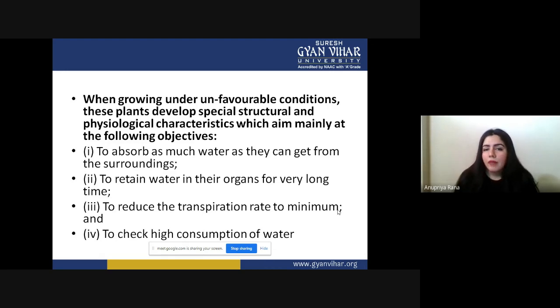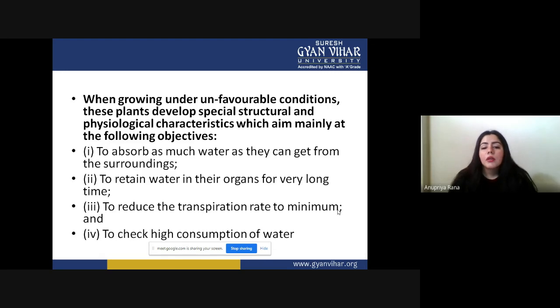The third thing they do is reduce their transpiration rate. Because of transpiration, water can evaporate. So for saving water, this is a very fundamental thing the plant can do: reduce its rate of transpiration. For the reduction in the transpiration rate, they modify their leaves and modify their stem. These things can be done for the reduction in the transpiration rate.